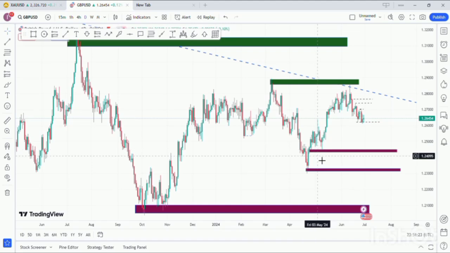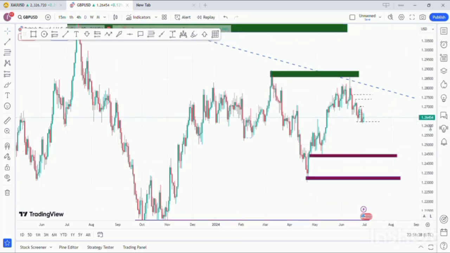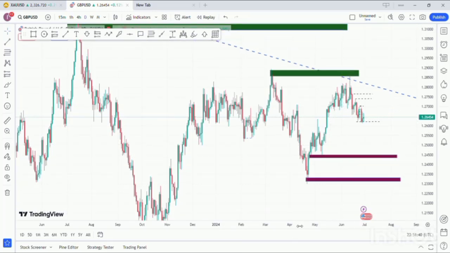There are three support zones that we have marked out on the daily time frame. This is one of them. This is also another support zone that we've marked out, and this is a very valid support zone right here. So guys, let's dive into the analysis for the daily time frame on GBPUSD.